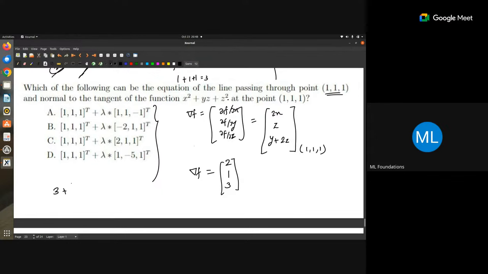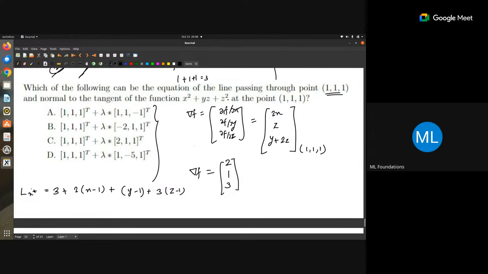del f by del x is what? 2x, that means 1 into x minus 1 plus 1. Del f by del y is what? z only, one into what? So I can say, okay, I found it here, right? So y minus 1 plus 3 z minus 1. This is the linear approximation at x star. Fine. x star means whatever that x, y, z star. What should we do next?